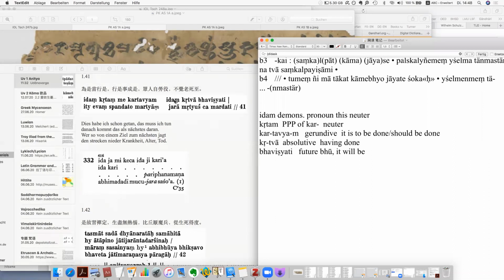Okay, and then idam kritava, having done this, there will be. So literally it means like this. So having done this, it will be. So what's the meaning of it will be? So it will be another thing.